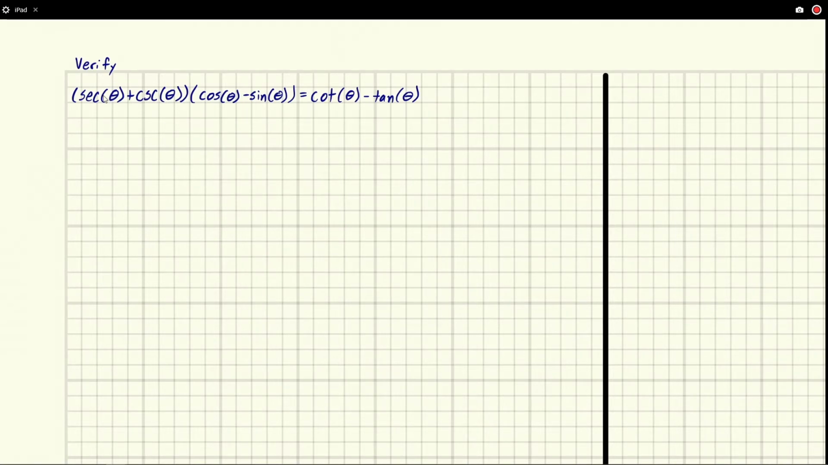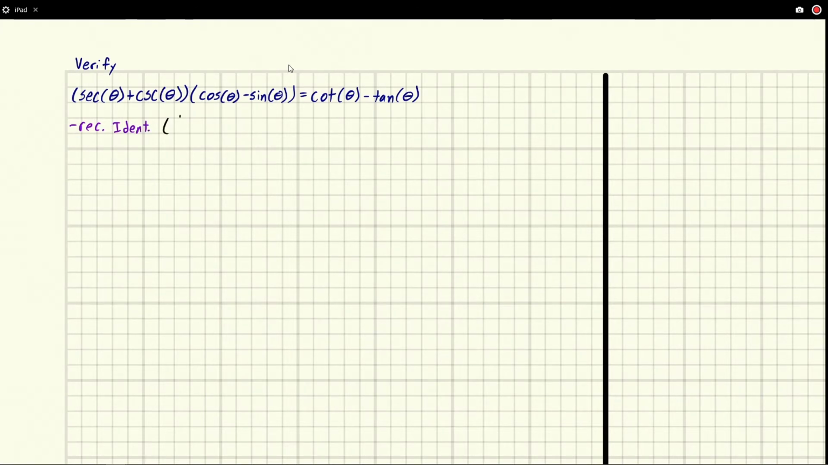And immediately looking at this, secant theta, that's 1 over cosine, and this is 1 over sine. So they're going to simplify with some of this when we multiply out. So we're going to get some mixed bag stuff here. So our first step is, let's go ahead and use reciprocal identities. That'll be our justification.